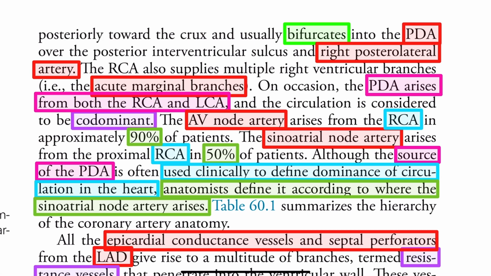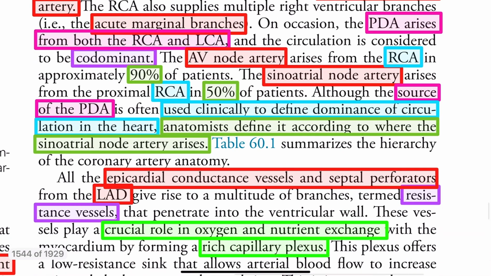The AV node artery mainly comes from the RCA in 90% of patients, which is important, and the SA node artery comes from the RCA in 50% of patients. Mainly they ask about the AV node. The AV node is supplied from the RCA.